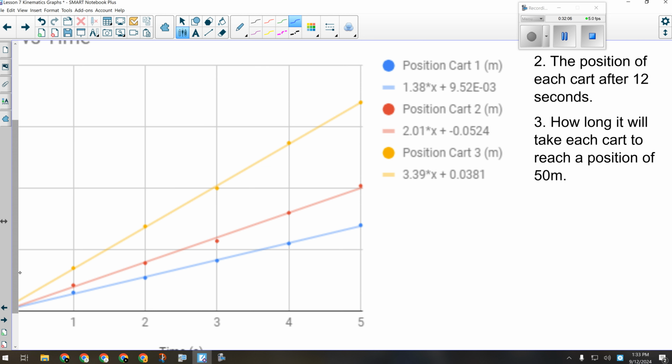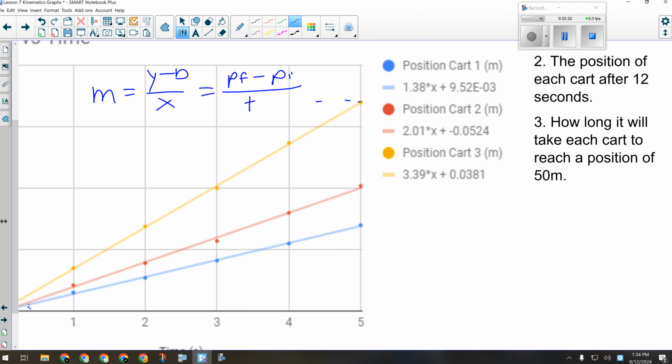Now, just for justification on that, remember that if I solve for m on a position versus time graph, what I'm really doing is taking the final position, that would be right up here, minus the initial position, that would be my y-intercept down here, and dividing by time. That is how we calculate velocity. That is why the slope of the line equals velocity on this graph.